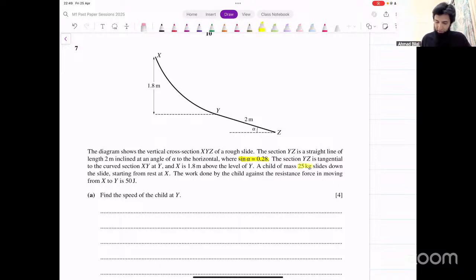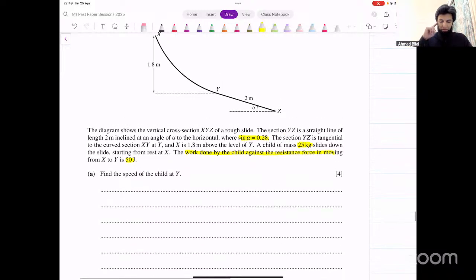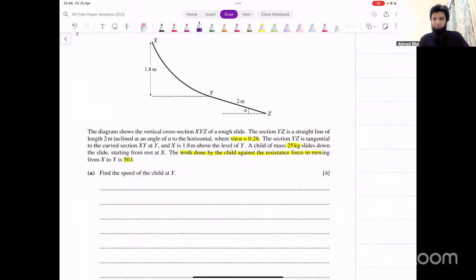A child of mass 25 kg slides down the slide, starting at X. The work done by the child against the resistance force in moving from X to Y is 50 joules, work done against resistance. Find the speed of the child at Y. How do we do that? We can use the work energy principle, right?